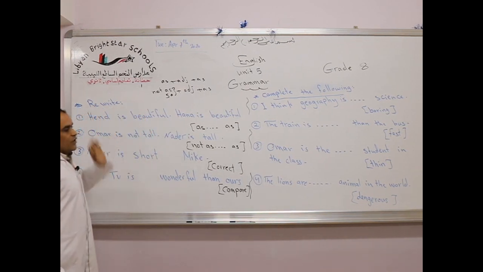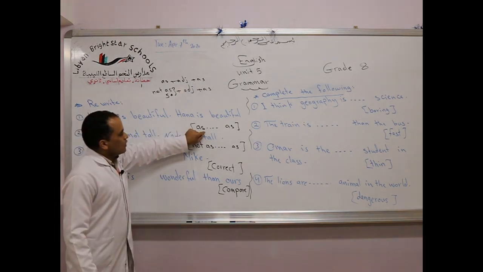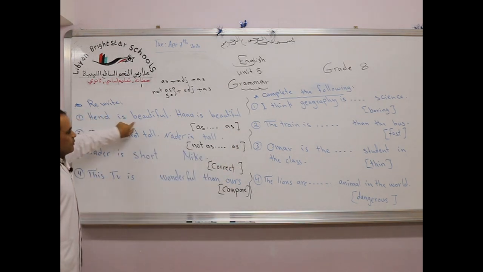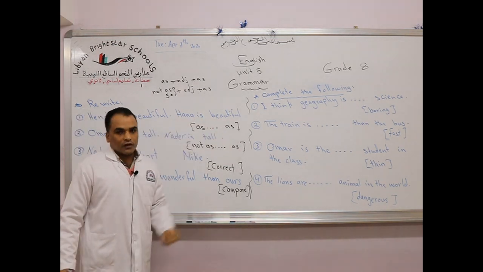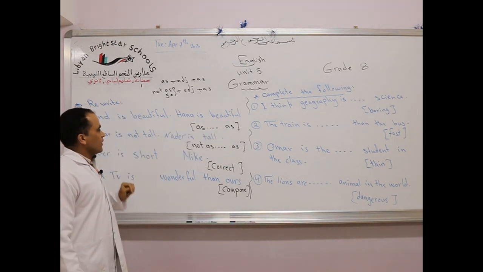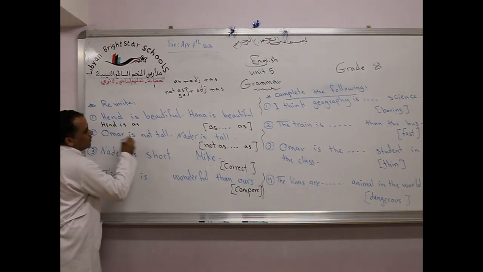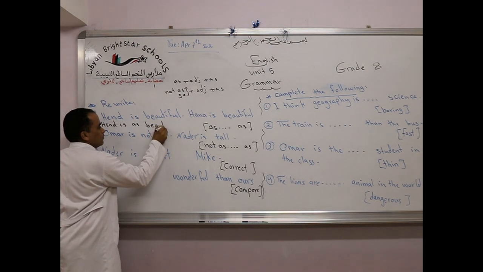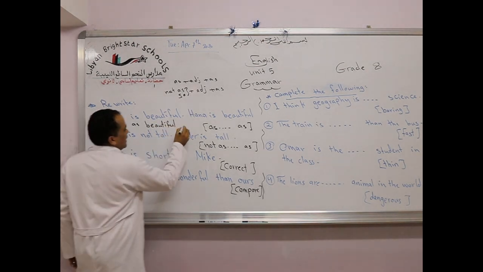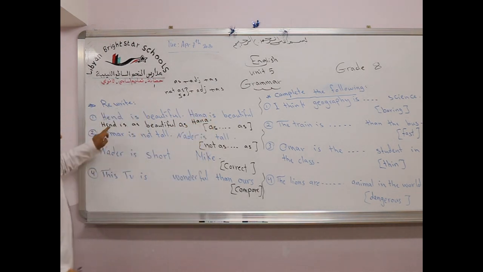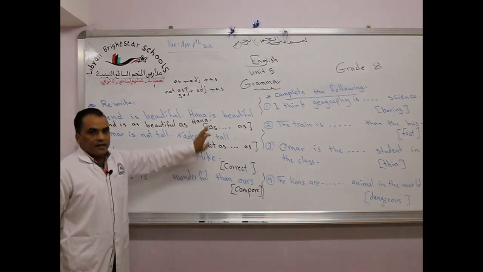Let's answer this question. Rewrite. Rewrite means to write the sentence again using the words or word in the brackets. Number one, Hind is beautiful. Hana is beautiful. They have the same attributes. So the sentence must be: Hind is as beautiful as Hana.